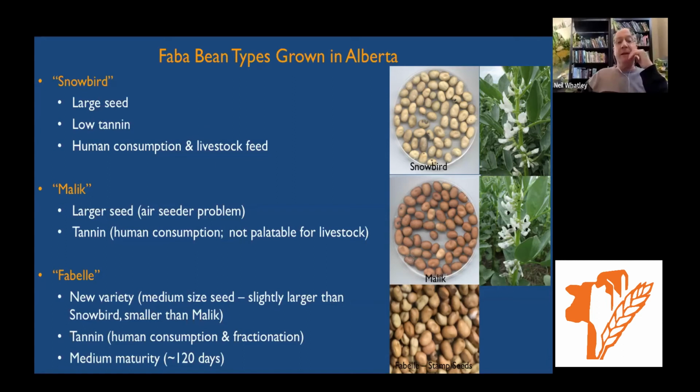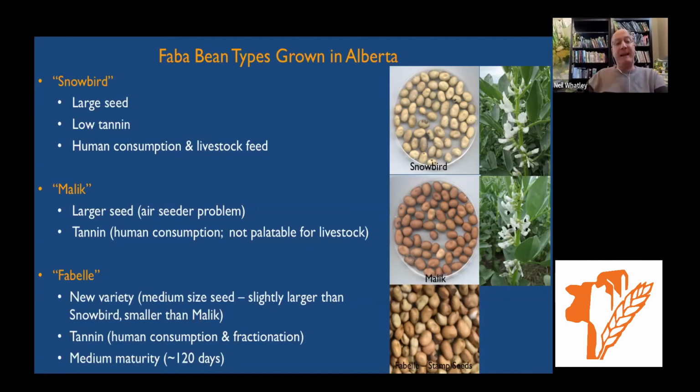And Malik is a larger seed. So it does have some air seeder problems, but there are growers that do grow it. It's got tannin in it. That's what makes it a darker looking seed. And the flower has a black spot on it, and the Snowbird doesn't. Those are the pictures on the right there.